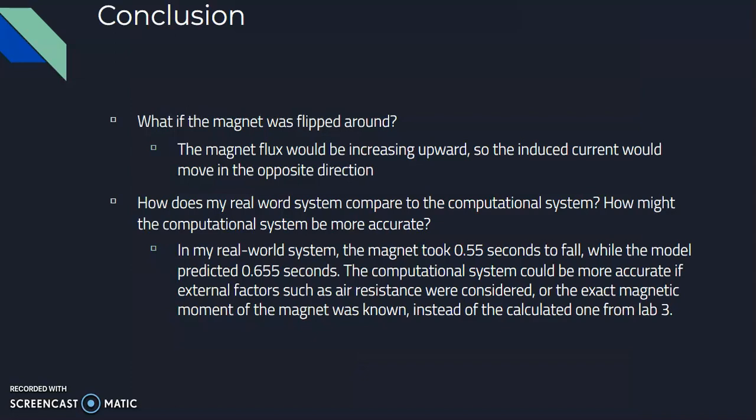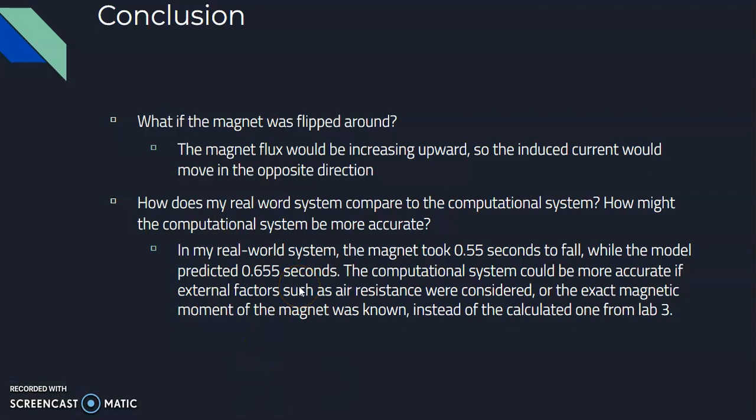So for the conclusion, what if the magnet was flipped around? Well, that would make the magnetic flux increase upwards. So the induced current would just change to the opposite direction.